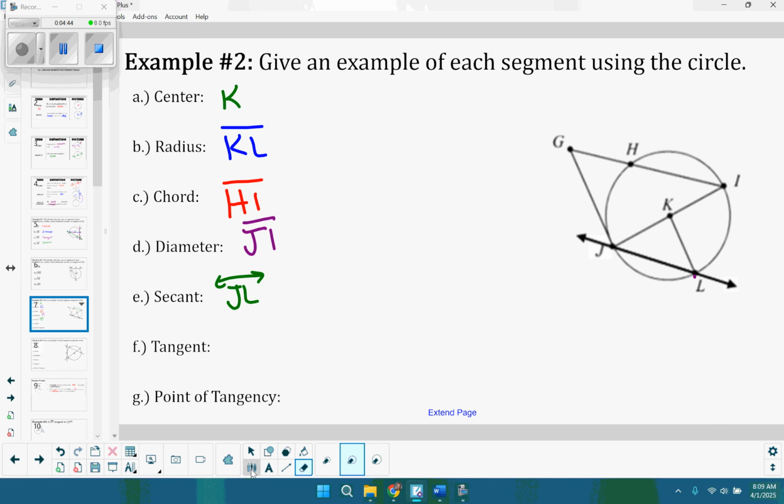The tangent. So there's only one line that touches the circle at only one point. So this line right here, or really this segment right here, is the only one that just grazes the circle. So that's segment GJ. And the place where it touches the circle was at point J.